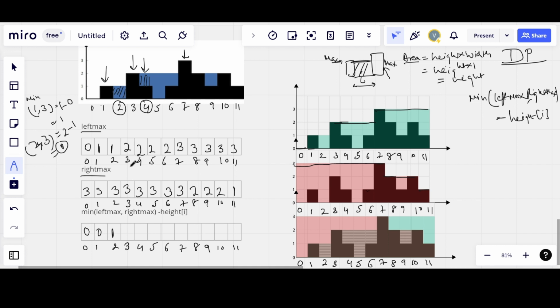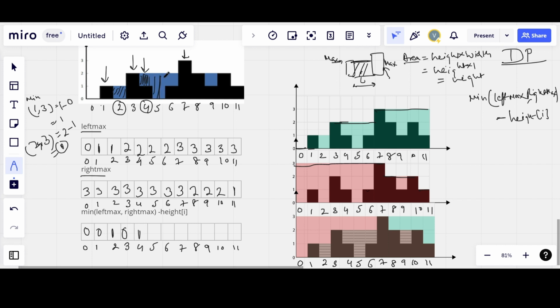At index 3, what is the minimum of 3 and 2? 2. And what is the height? That is 2. So it will be 2 minus 2, that is 0. Again at 4, what is the minimum? 2, 2. What is the height? 1. So 2 minus 1, that is 1. So 1 unit of water will be stored.